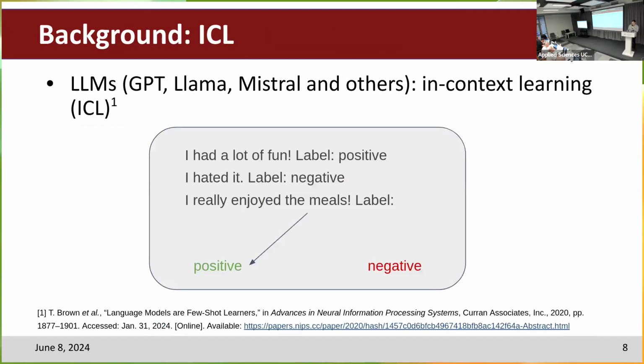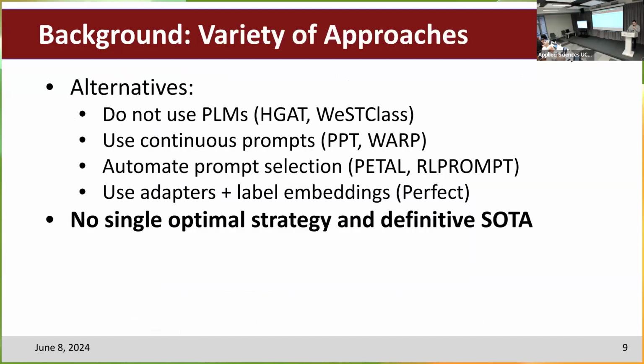And in case of a large language model like GPT or Llama, in a setup called in-context learning, a model is presented with a prompt with several examples that have text and labels. And finally, it has a text with no label and is tasked to generate a correct label for it.